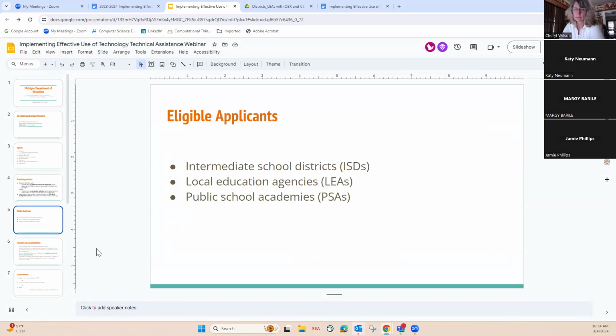Eligible applicants, when you dig in, are intermediate school districts like ISDs and your RESAs, local education agencies, which are generally your school districts, and then public school academies.